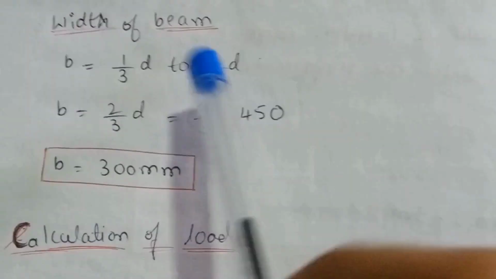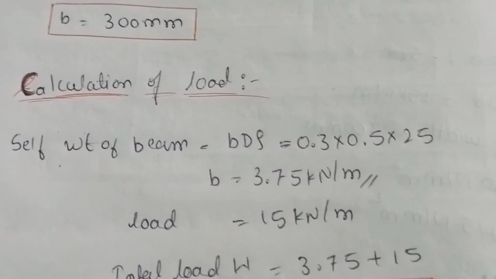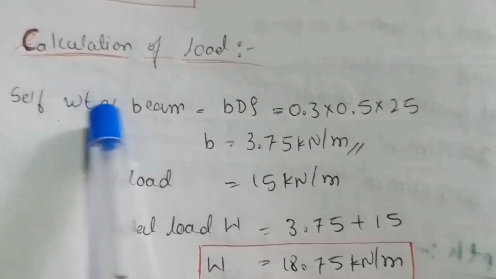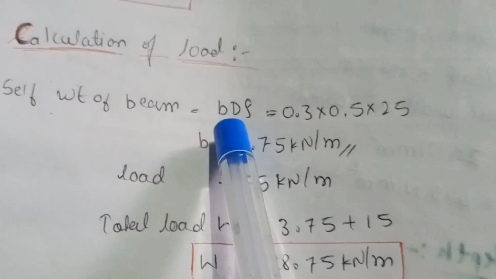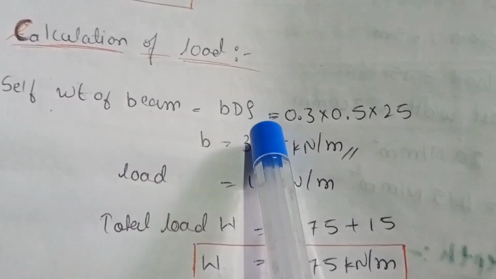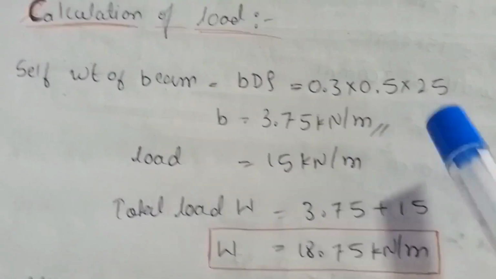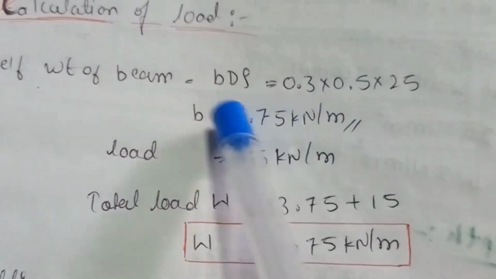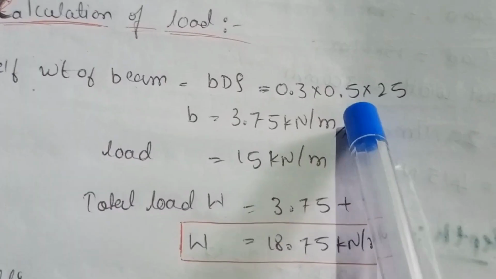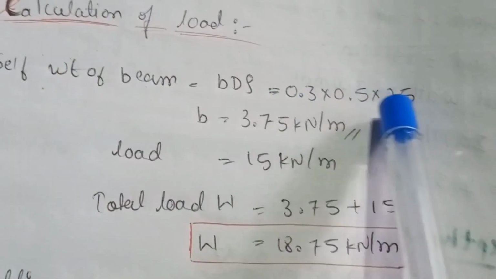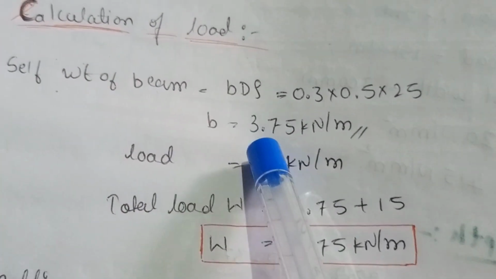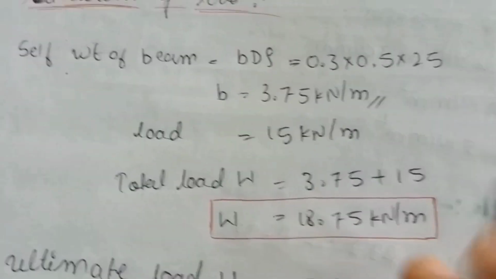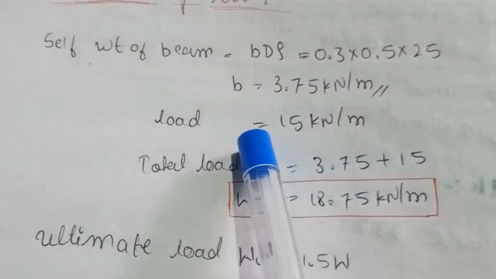After the calculation of width of the beam, we'll go for calculation of load, that is self weight of the beam. For self weight of the beam, we have the formula b into D into rho. Rho is nothing but density of the RCC, that is 25. b is 0.3 and D is 0.5. Rho is 25. Simplifying this, we'll get 3.75 kN per meter. So now we got self weight.